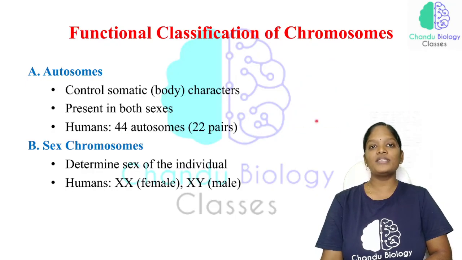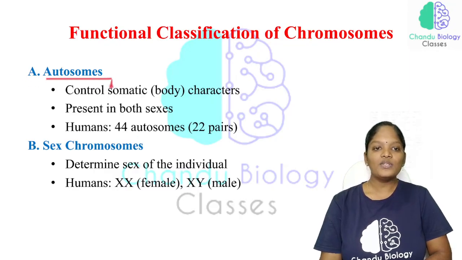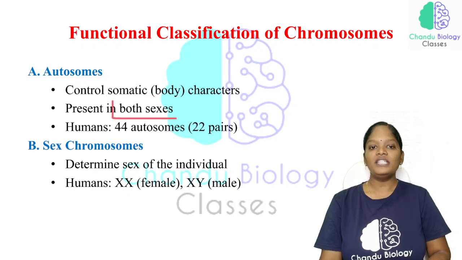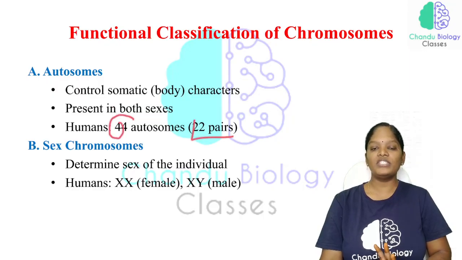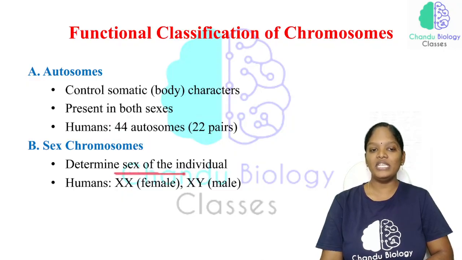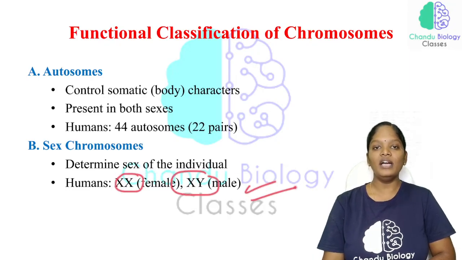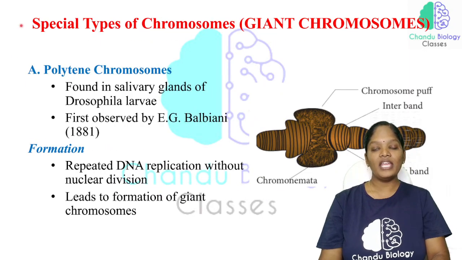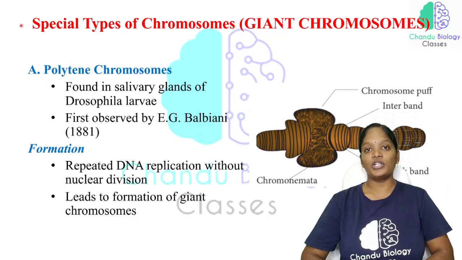Autosomes are somatic chromosomes, that is, body chromosomes. Autosomes control the somatic bodily characteristic features present in both sexes. In humans we have 44 autosomes, which exist as 22 pairs. Now, what about the sex chromosomes? Sex chromosomes determine the sex of an individual. XX is female and XY is male. This is an area where we can expect a short question.